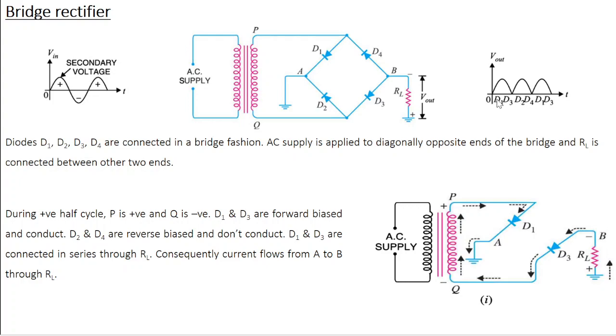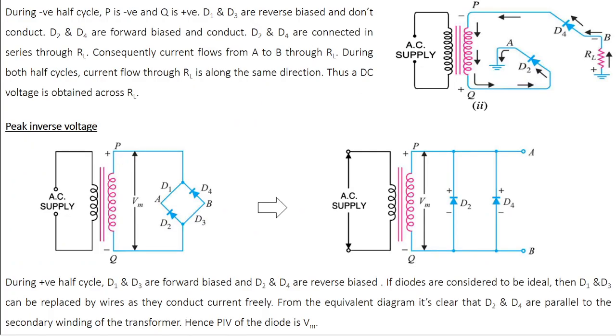The only difference is that in the case of center tap circuit, each of the output pulse is due to a single diode, whereas here each output pulse is due to two diodes. So in the positive half cycle D1 and D3 contribute, and in the negative half cycle D2 and D4 contribute. Since you have contributions from two diodes, the output is going to be higher than that of a center tap rectifier. And what about the peak inverse voltage?